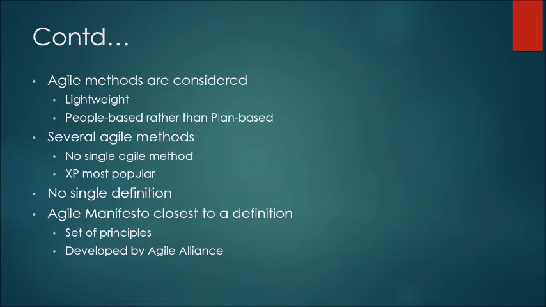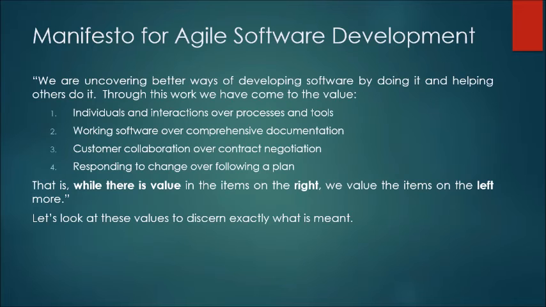There is no single definition for Agile. The Agile manifesto, if you understand the manifesto, is the closest to the definition. And this manifesto is a set of principles developed by the Agile Alliance. So let's look at the manifesto of Agile software development, wherein you will understand the definition of Agile. The manifesto for Agile software development is: we are uncovering better ways of developing software by doing it and helping others do it.